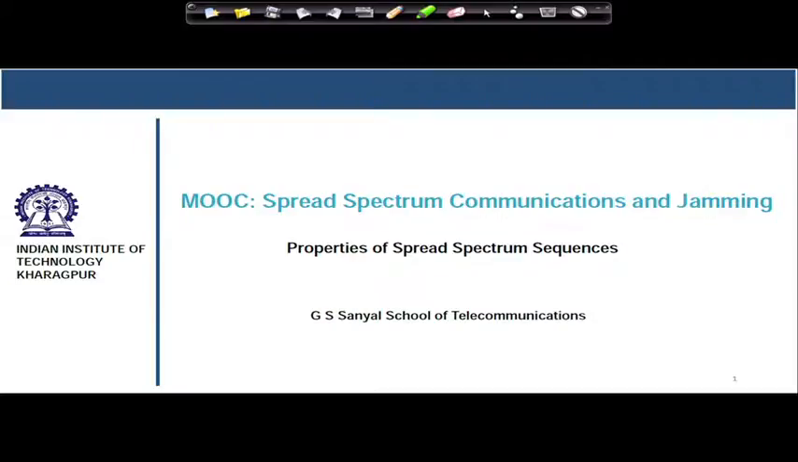Hello students, today we will start learning the properties of the spread spectrum sequences. In the last module we learned the generation mechanism of a spread spectrum sequence based on an ML sequence, based on the linear feedback shift register architecture. We will continue our discussion today following the same architecture, and we will try to see the properties of the spread spectrum sequences generated by this kind of linear feedback shift register architecture.